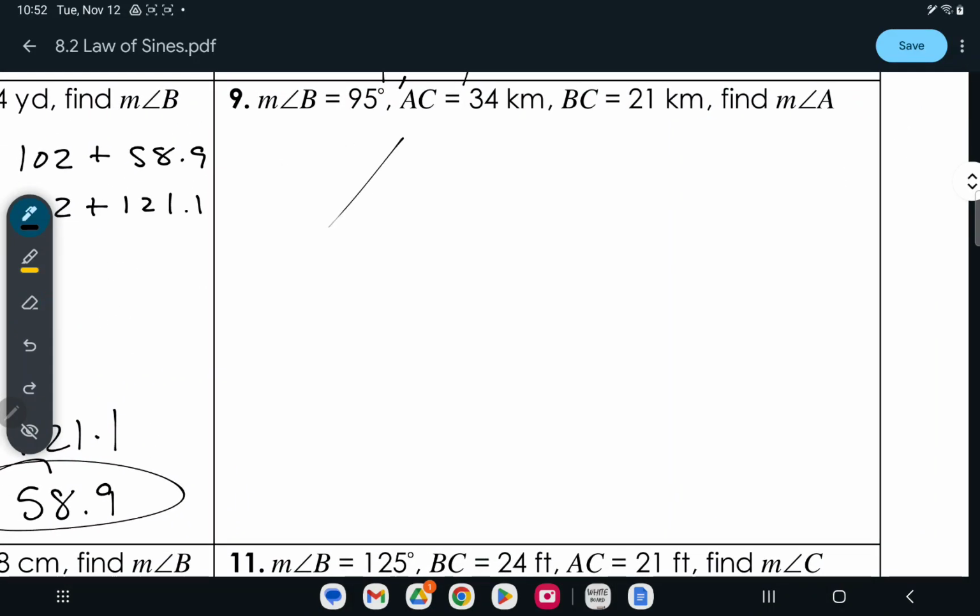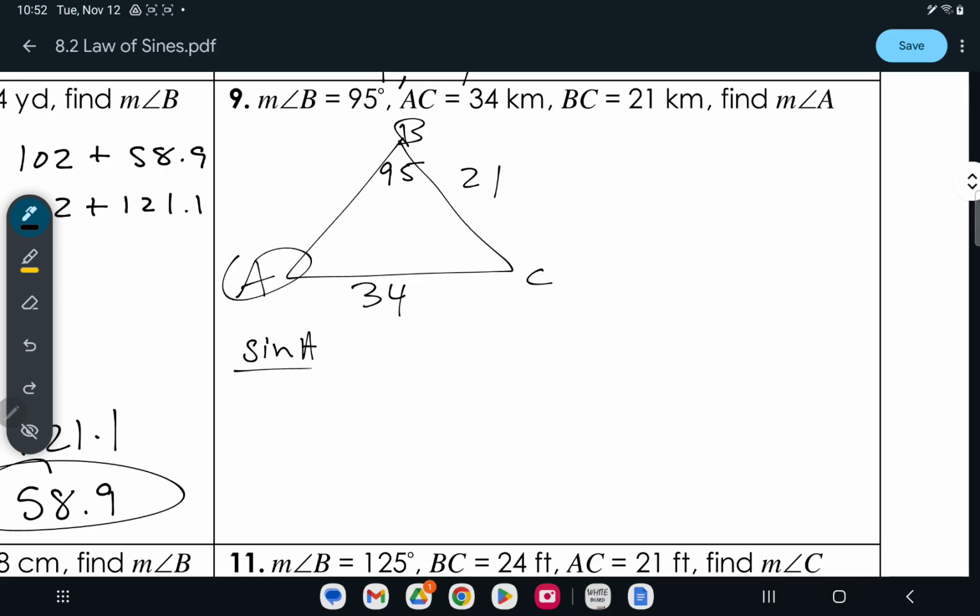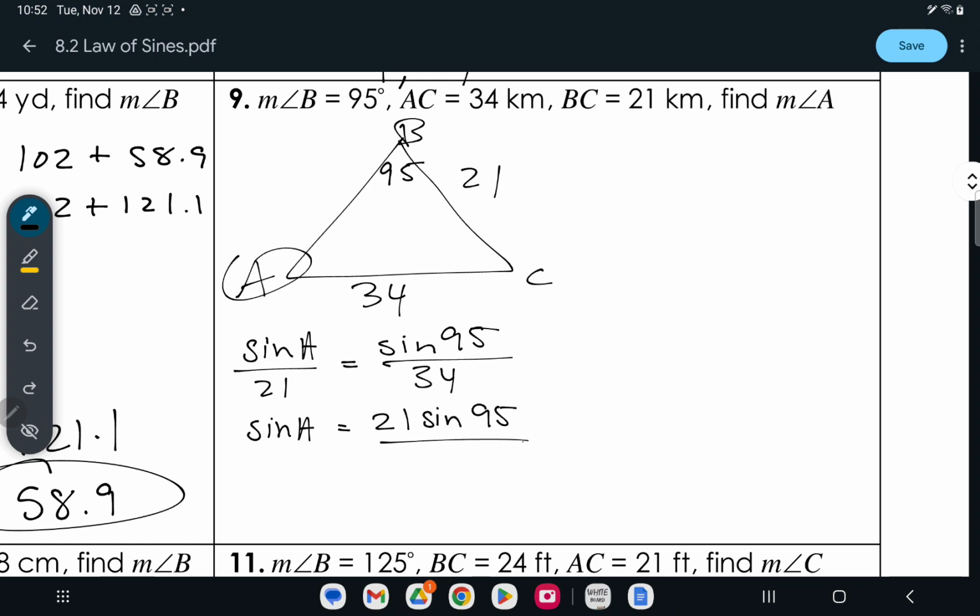Alright, do another one. So measure of angle A, B, C. So B is 95. AC is 34, BC is 21, find A. So sine A over 21 is sine 95 over 34. So sine A, multiply both sides by 21, so 21 sine 95 over 34.